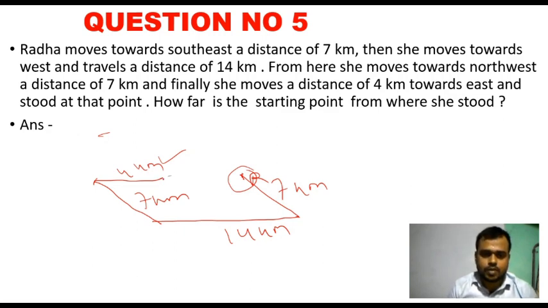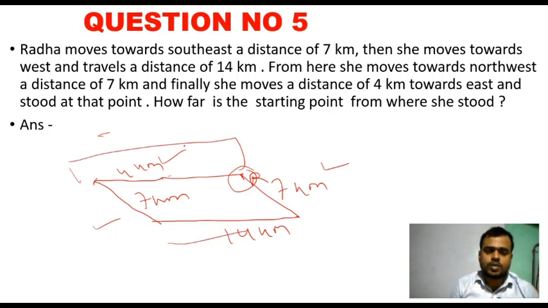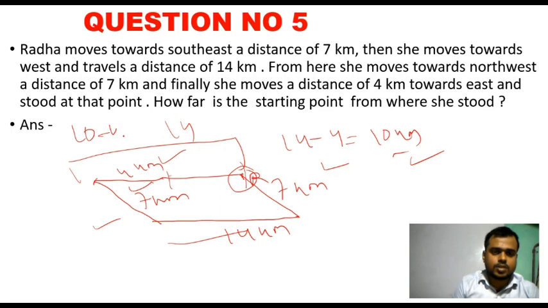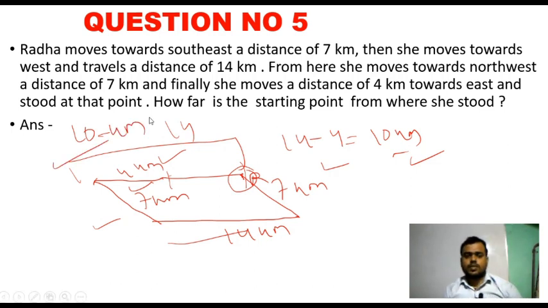As you know, if we join these points, the figure is a parallelogram. In a parallelogram the opposite sides are equal. Now this is 7, this is 7 and this is 14. The total must be 14, but this is 4. So what will be the remaining part? The remaining part is 14 minus 4, that means 10 km. So the answer is 10 km. In this way you can solve this question, and these 5 questions are some basic concept questions of direction. I hope you clearly understood this question.